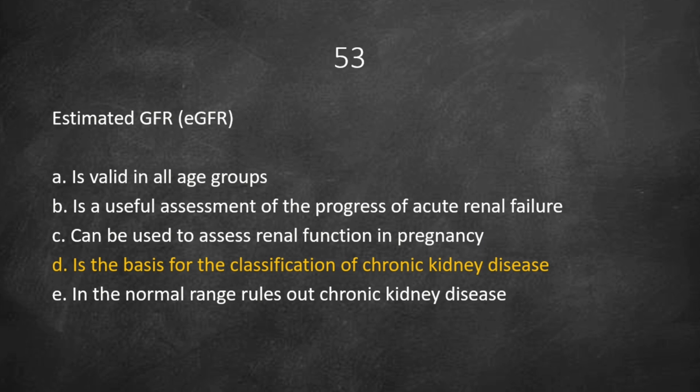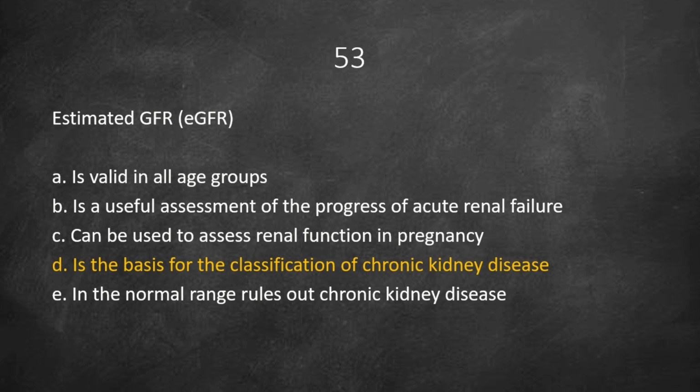Okay, so if you look at option A, for example, which is saying that it is valid in all age groups, that answer will not be acceptable, because eGFR is less accurate for younger children, and in the elderly there will be variation of the results due to difference in muscle mass. So that answer will not be correct. If you look at option B, it's a useful assessment of the progression of acute renal failure. So eGFR may not be particularly useful in this case. It's only in the chronic situation that it's helpful.